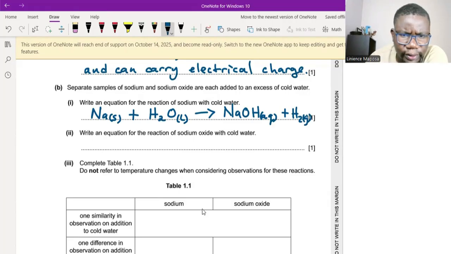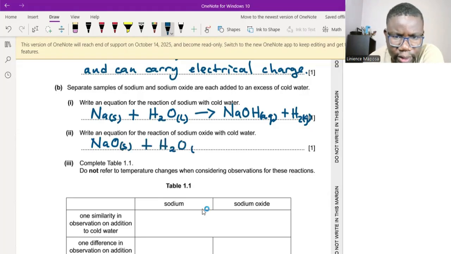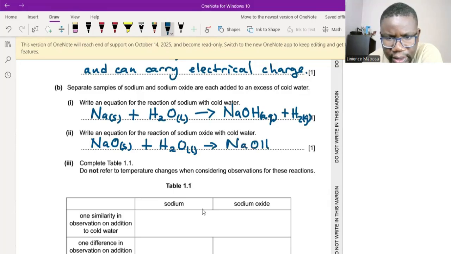Write an equation for the reaction of sodium oxide with cold water. This is the oxide of sodium, the ionic compound. This one is a basic oxide, okay? So we can say sodium oxide reacting with water. This one, of course, just goes straight away and forms the alkaline solution. So that's sodium hydroxide. Yeah, we don't produce gas here. So I'll write this like that.